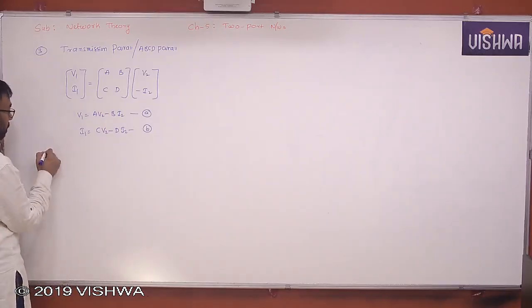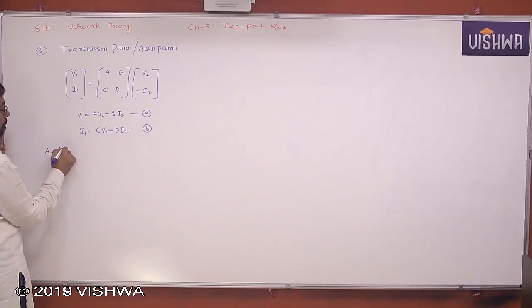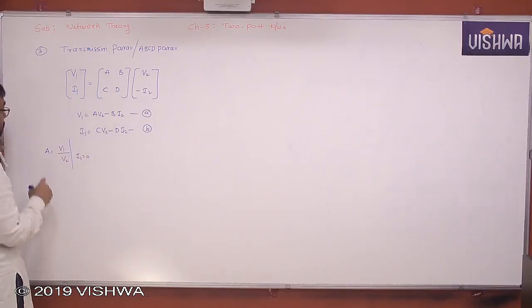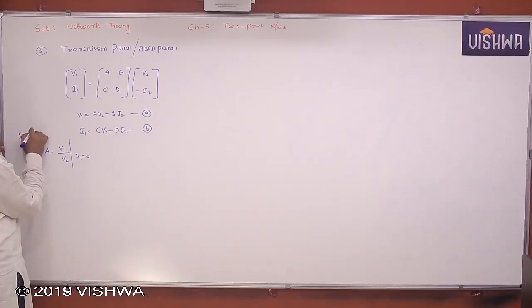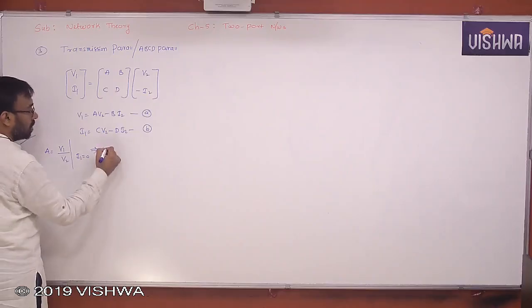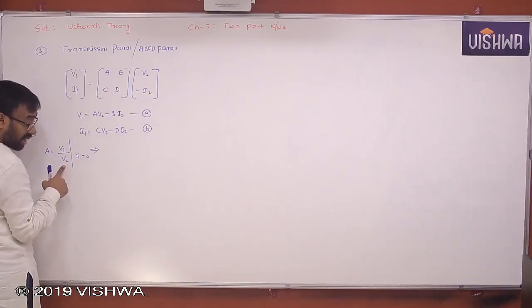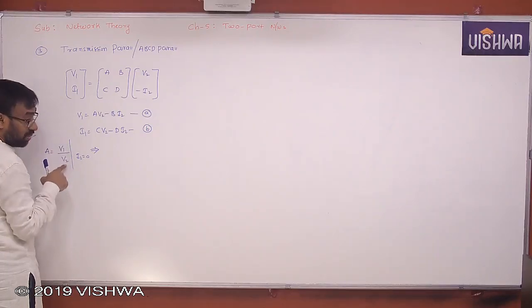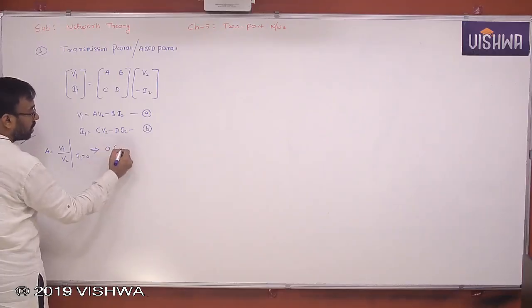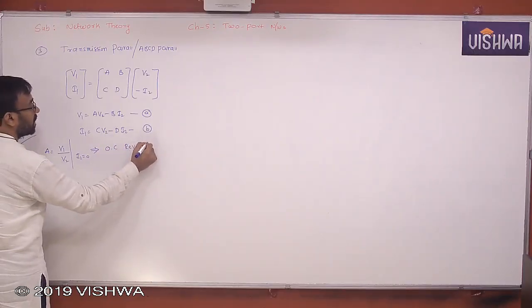Okay, what is A? V1 by V2 when I2 is 0. This is open circuit. You know how to make I2 0, already we have discussed in Z parameters. So I2 is 0. This is called gain, but it's not forward gain, it is a reverse gain. It's not output voltage by input voltage, it is input voltage by output voltage. Therefore, open circuit, reverse voltage gain.